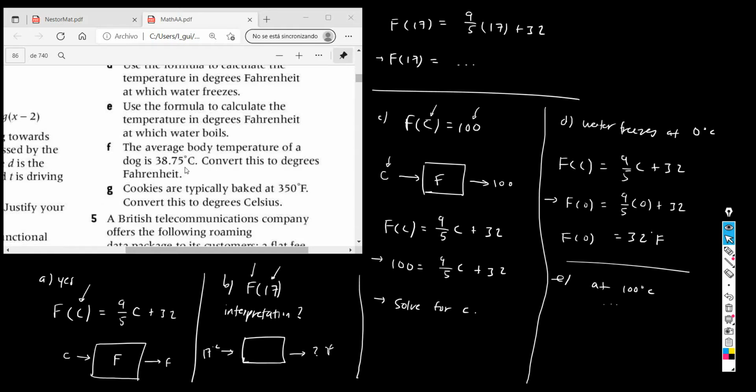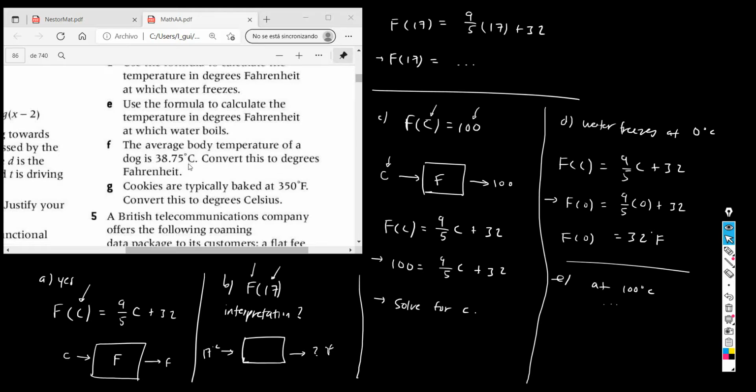This is pretty much the same, guys. You see what I mean? Just convert these to Fahrenheit. You don't really care about the context. The fact that this is talking about the body temperature of a dog and so on makes no difference. All you need to do here is convert these many Celsius degrees into Fahrenheit degrees by using this equation. That's it. Cookies are typically baked at, yeah, pretty much the same stuff. We don't have to go deeper into F and G. You can do them on your own.